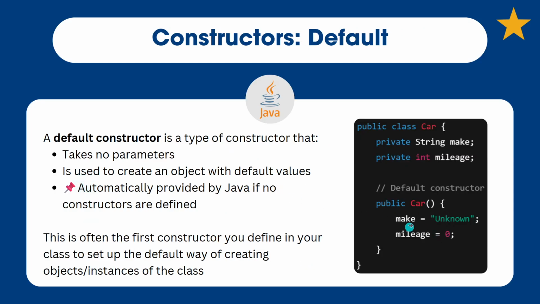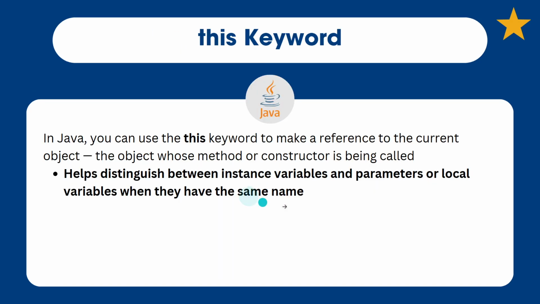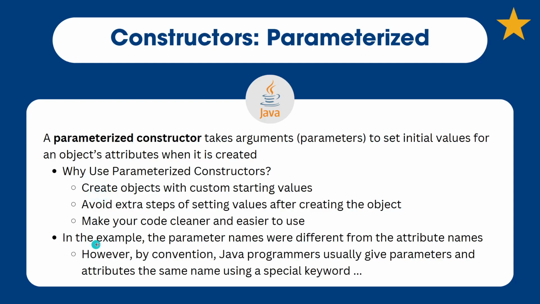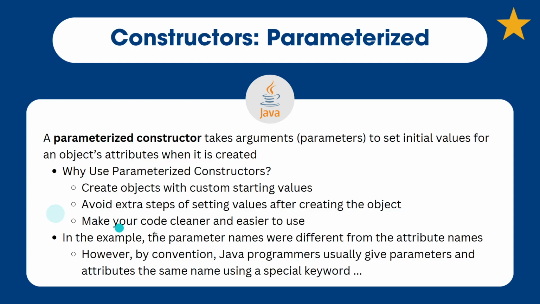So for example, here, if I wanted to change the make and the mileage, I'd have to go and call my setter, right? Set make, set mileage. So that's extra code. But if I use a parameterized constructor, I can do that all in one chunk of code here. And here you can see me actually using that constructor. New car Toyota 20,000. So this is going to set the make to Toyota and the miles to 20,000. So yeah, in the example, the parameter names are different from the attribute names. So here we have car make, and then we have make, we have car mileage, and we have mileage.